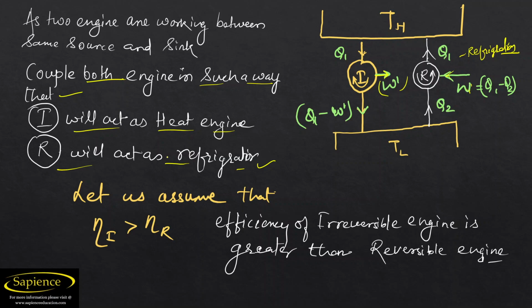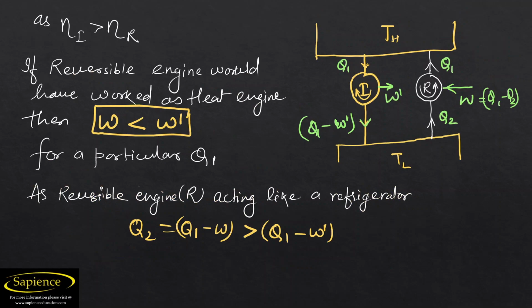Let us assume that the efficiency of the irreversible engine is more than the reversible. Let us assume, it is not yet true or false, we will see it later, but we need to assume that the irreversible engine has a higher efficiency than the reversible engine. We have just assumed this; we don't know what will happen later, but we should assume this.